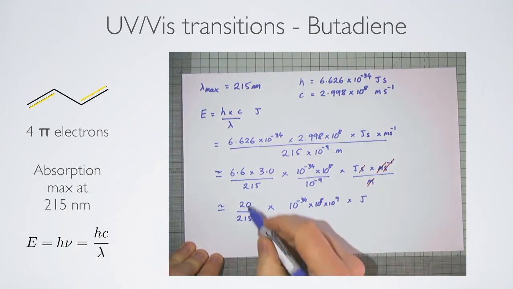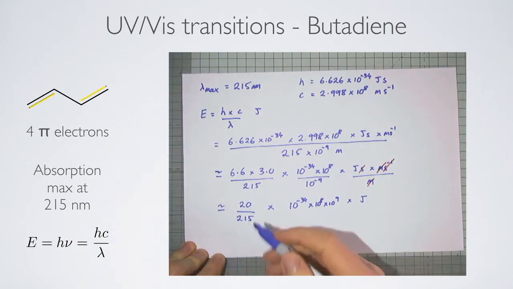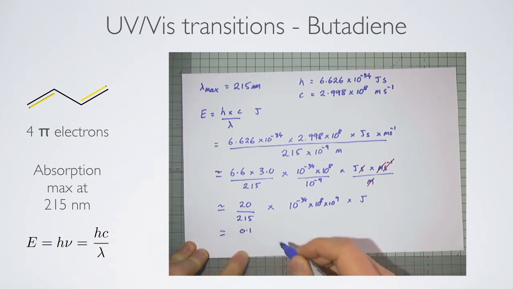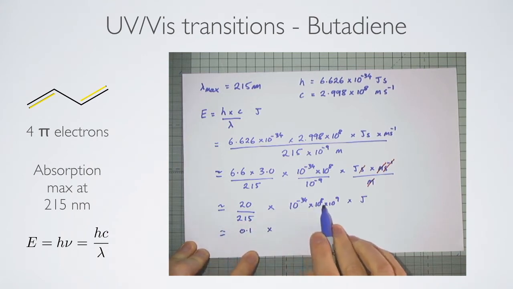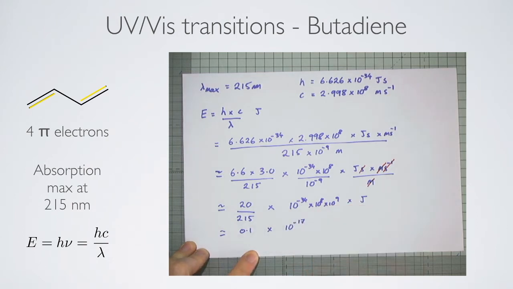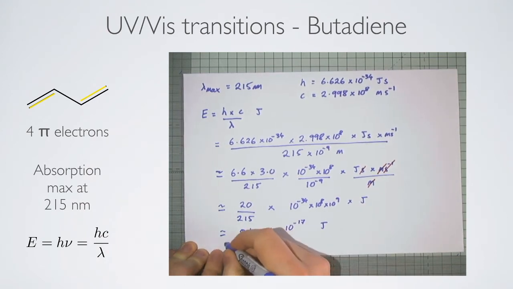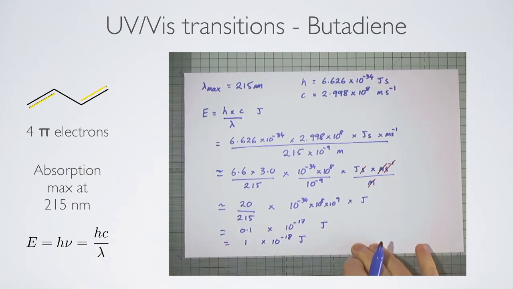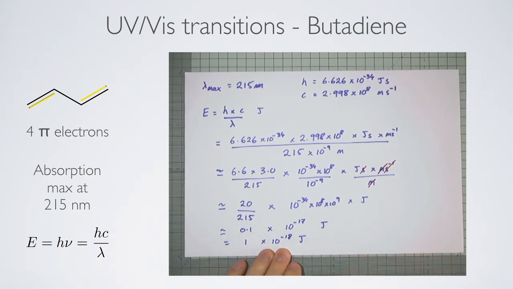Simplify this one more time. 20 divided by 215 is approximately 0.1. It's going to be a little bit less, of course, but we're just after understanding what's going on. Which is 0.1 times minus 34 plus 8 plus 9 gives us 10 to the power of minus 17 joules, which, representing in correct standard form, is 1 times 10 to the power of minus 18 joules. Now this doesn't look like a huge amount of energy, but this gives us the energy per molecule.